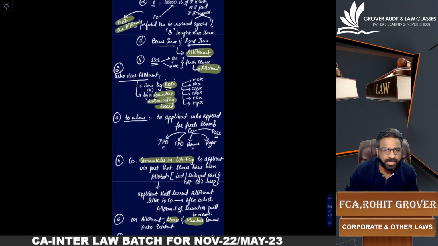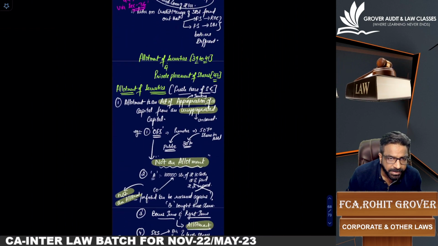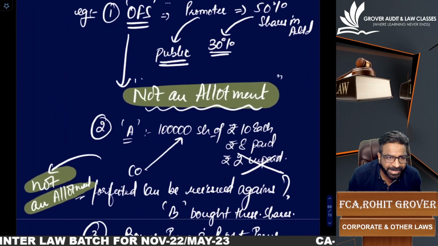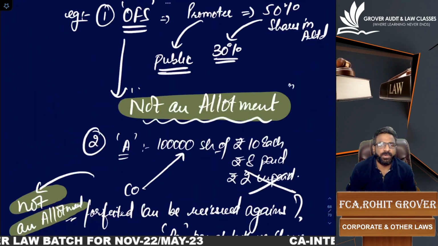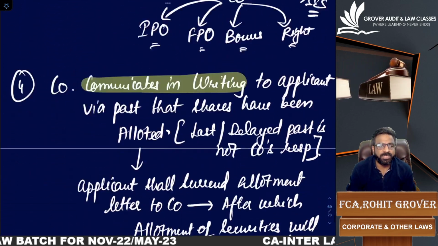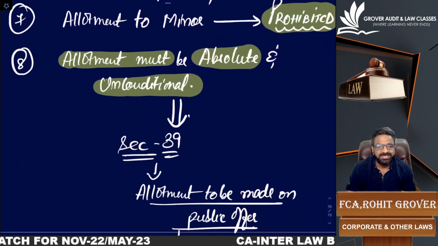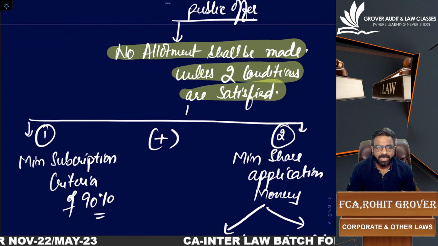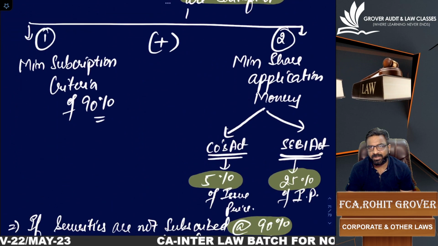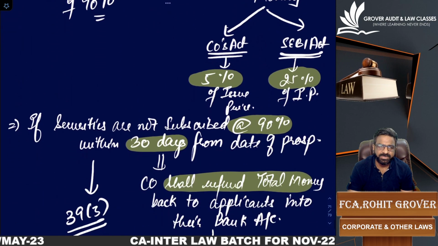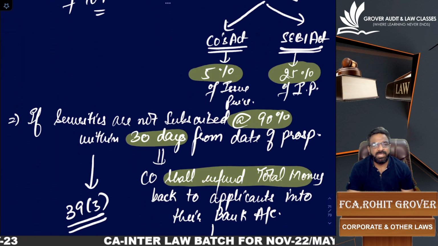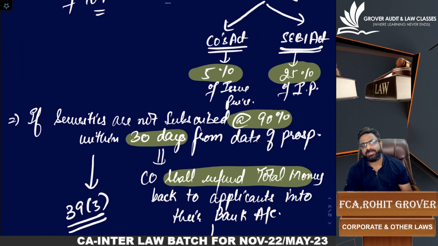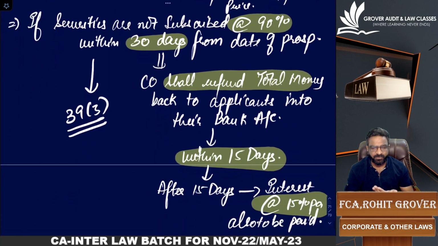Now, we started from here. What do you mean by allotment? And we ended up here. So this is point number 1, point number 2, point number 3, 4, 5, 6, 7, 8. After 8, we went into the section side. Allotment cannot be made if the two conditions are not satisfied. If any of the two conditions are not satisfied, then if it is not subscribed at 90%, you have to start refunding the money within 15 days.